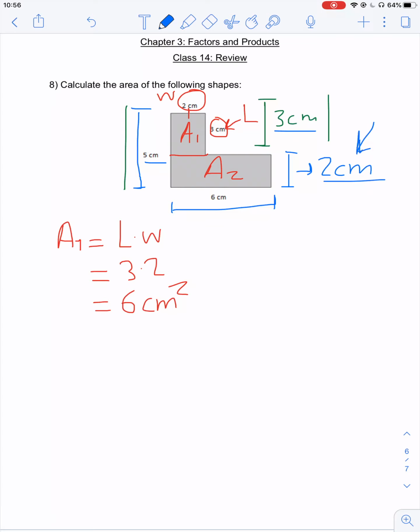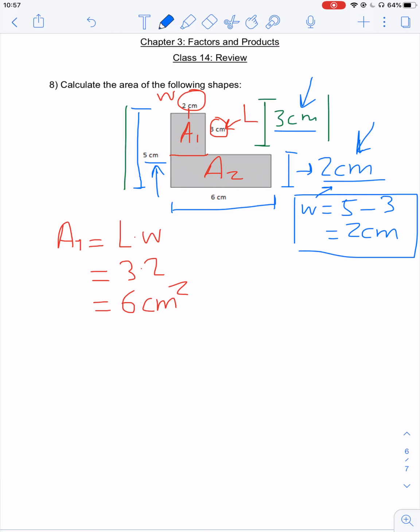Now, if you were to solve this mathematically, how did I get the 2? Your width is just equal to this 5 over here minus this 3. That's how you get the 2. On the next question, this will actually be very useful, understanding how to find the width using subtraction.